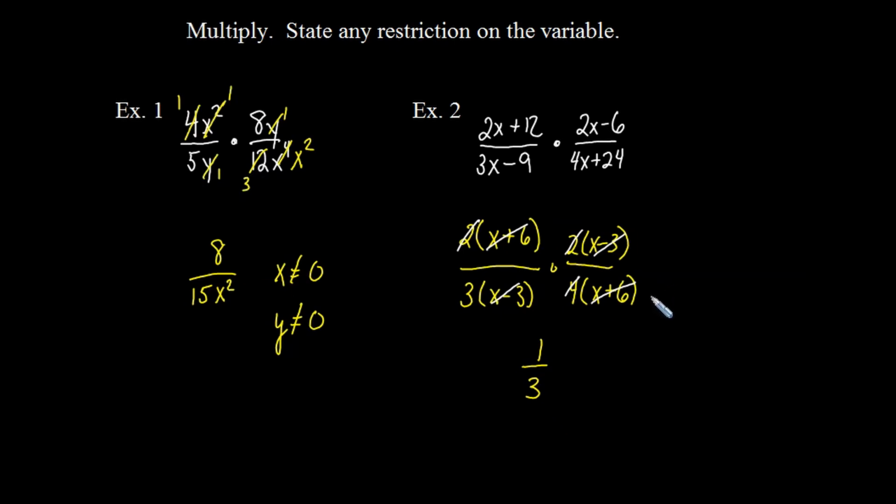And in example 2, we'll go back to our completely factored form. We will look at what would cause division by 0 in both the left-hand side and the right-hand side quotient. And looks like x cannot be 3 and x cannot be -6, because 3 minus 3 is 0 and -6 plus 6 is also 0.